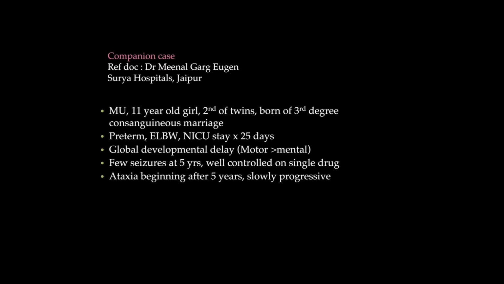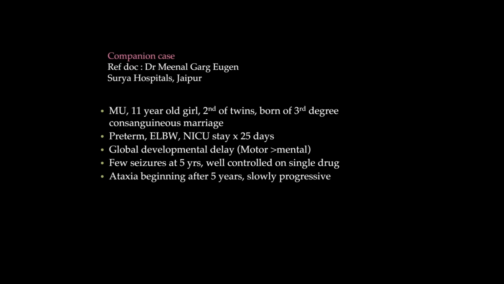Thank you, Dr. Nihaal. Yes. So this child, she was an 11-year-old girl. She was the second of twins and born to third-degree consanguineous parents. So she had history of prematurity. She was low birth weight, and she had a prolonged NICU stay of around a month. And she had global developmental delay right from the beginning, motor more than mental delay.